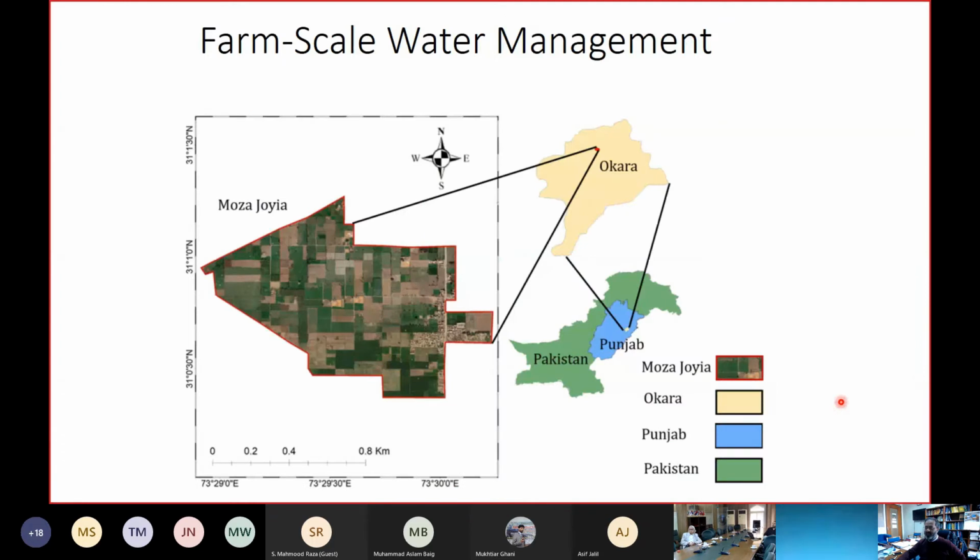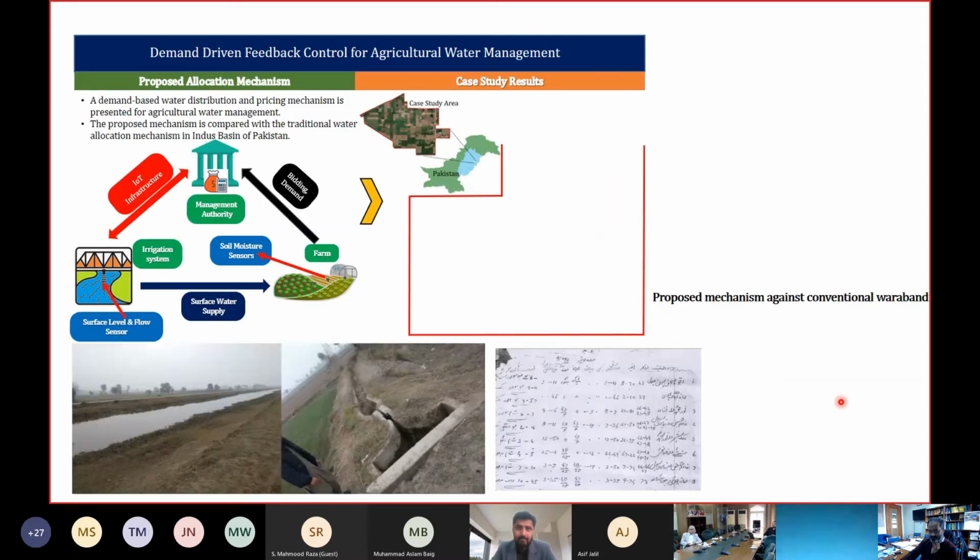So what we started to look at was just taking out one small system. And this again sounds very counterintuitive and maybe not the right way to go forward, because when you have 107,000 such systems, why pick one? But as you will see shortly why. So we just picked one system, a small Moza in Okara in the Punjab province, and we started to look at its Warabandi, how the water is being distributed.